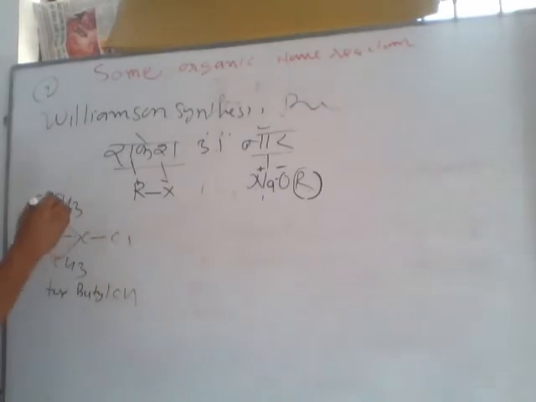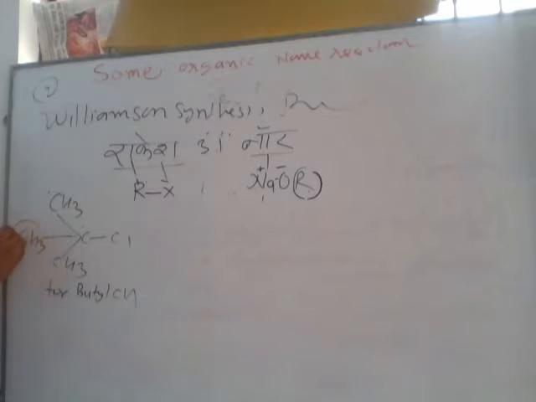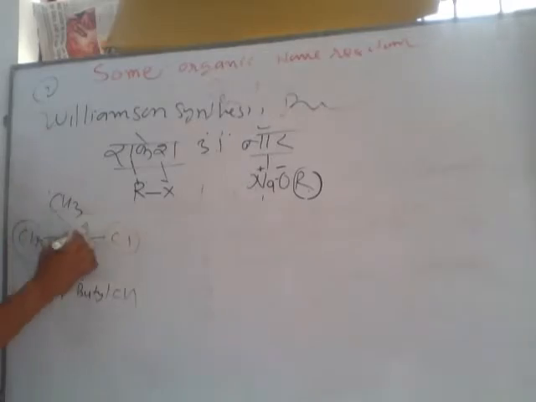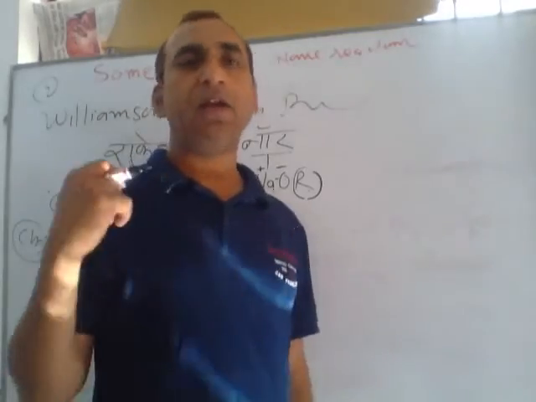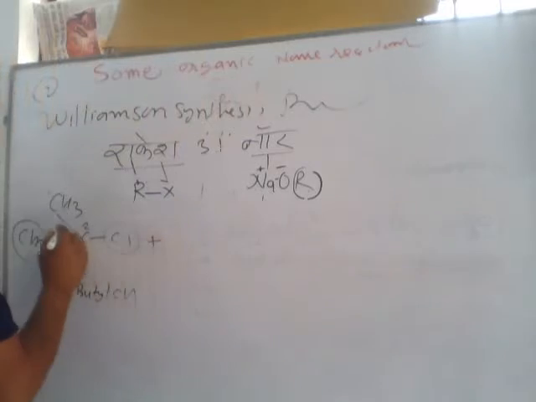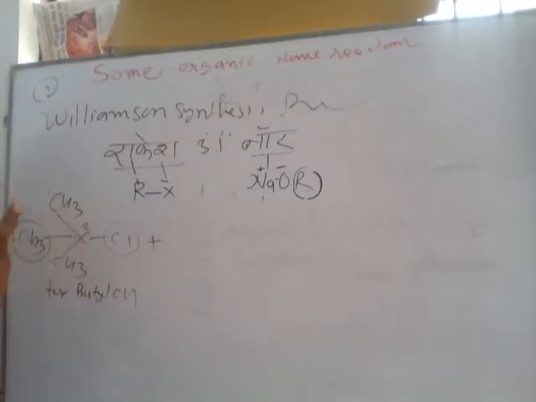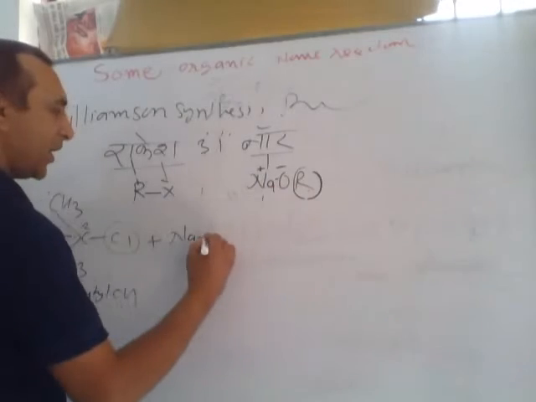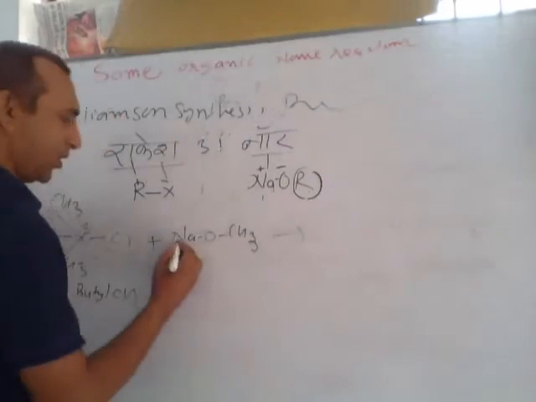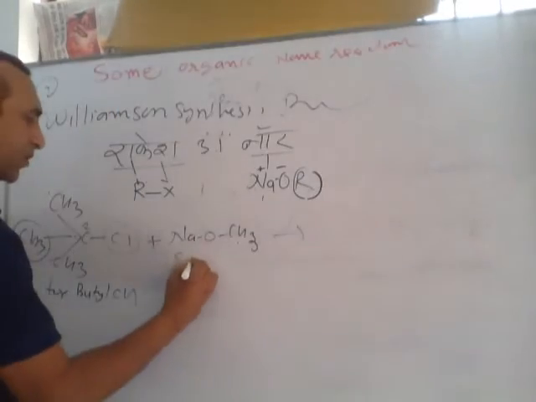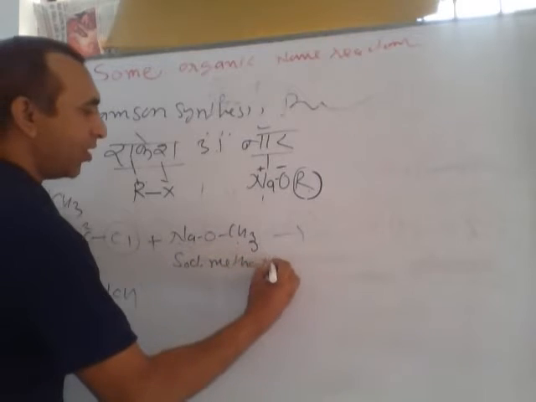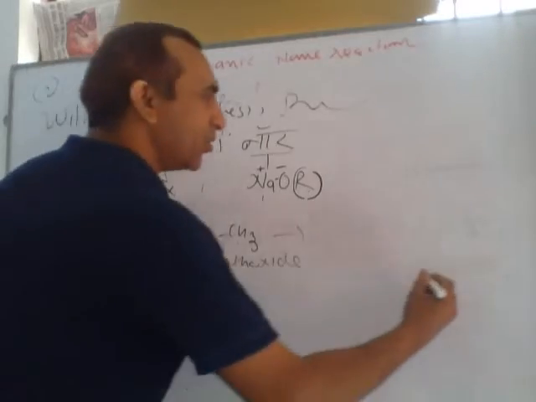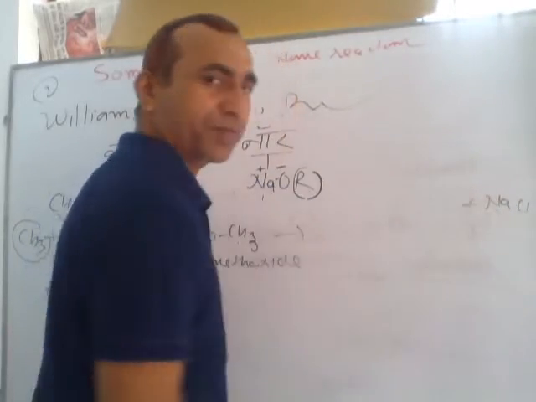We can also say it is 2-chloro-2-methylpropane: on the second carbon there is chloro, and on the second carbon there is methyl. This is tertiary because in this compound there are 3 beta carbon atoms present. This sodium alkoxide we are using as primary. Suppose this is sodium methoxide. Here NaCl will form, no doubt.